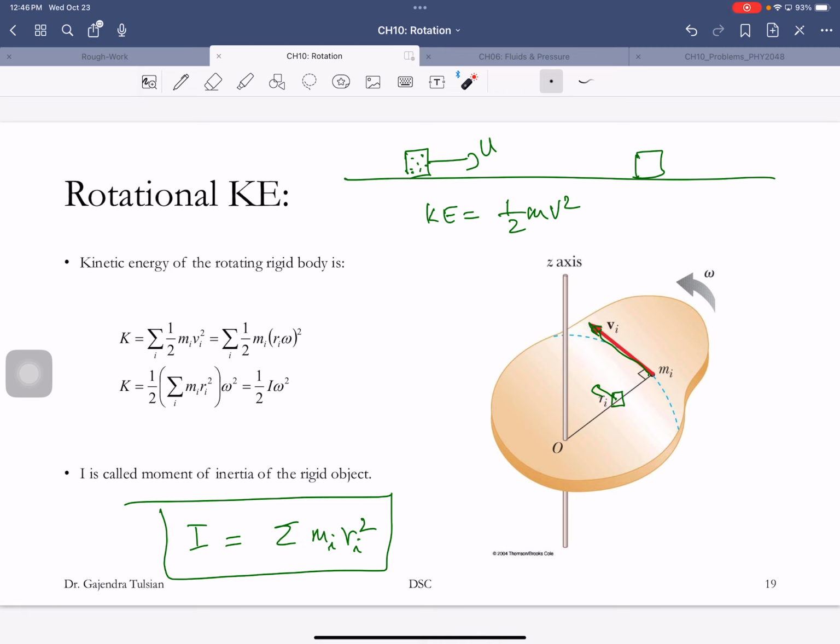Okay, we saw this last time: when an object is rotating, it has kinetic energy. Kinetic energy is the energy in the motion of the object. For an object with linear motion, this was the formula for kinetic energy, 1/2 mv squared. The problem here is that every particle is moving with a different velocity, a different speed. The further out you are, the faster you're moving.